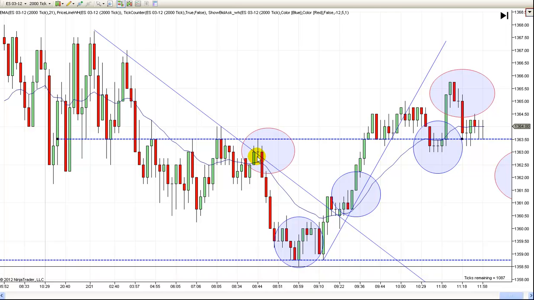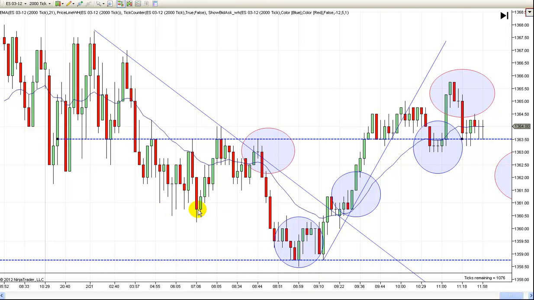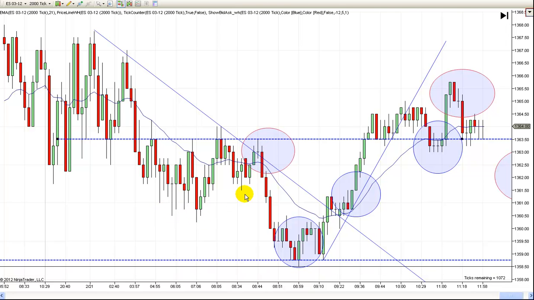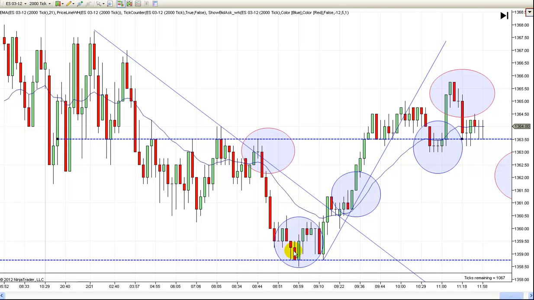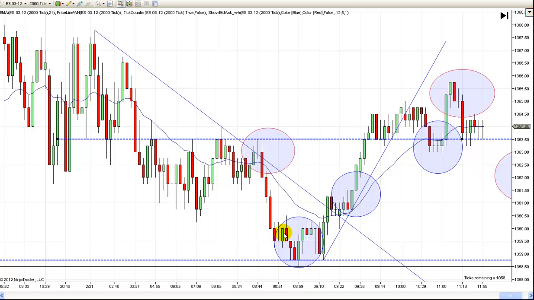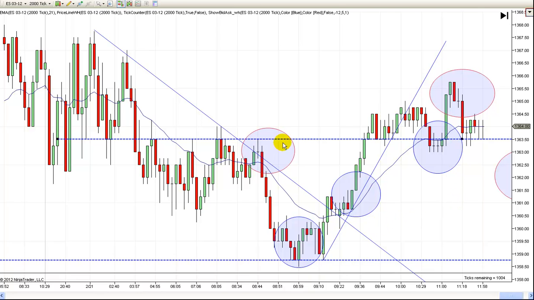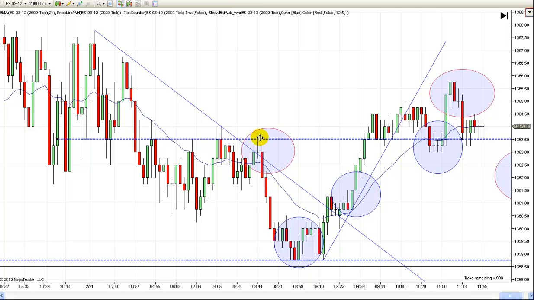And regardless of where you entered, you should have been looking for prices to at least come down and test this. And you can see we broke right on through that before they tried to reverse it, and then we tried to break lower again, and prices finally reversed up out of here. So this was a great entry right here, right out of the gate.